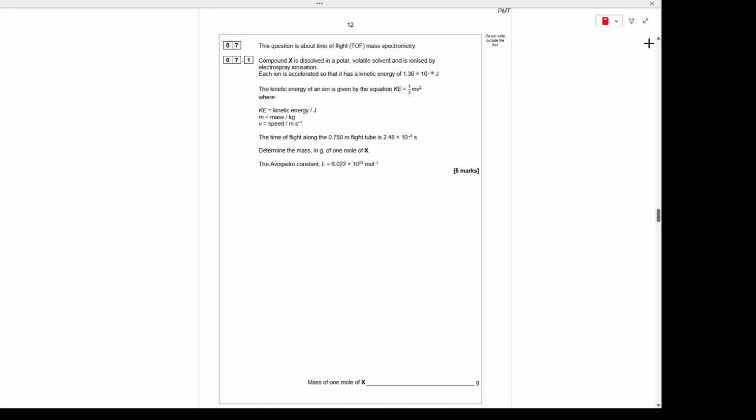Hello everyone, I'm going to be going through a time of flight question from 2023 AS paper 1. The whole question's 10 marks, but we're going to start off with a calculation which is 5 marks.